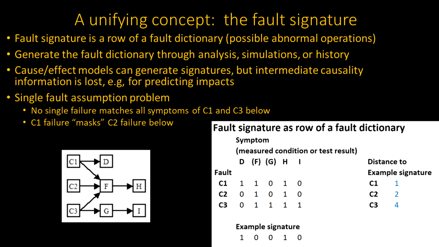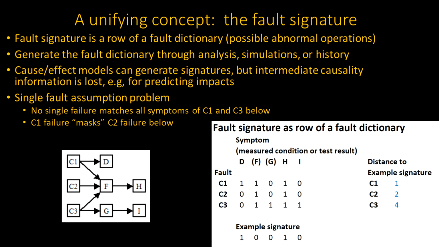The cause and effect models that we talked about can be used for generating these signatures, but you do lose some information when you do that. Basically, all that intermediate causality is lost for predicting impacts. Once you have this table, you can't necessarily predict a lot of the impacts if you have other intermediate causes that don't even show up in the table. So that's a possible problem there.